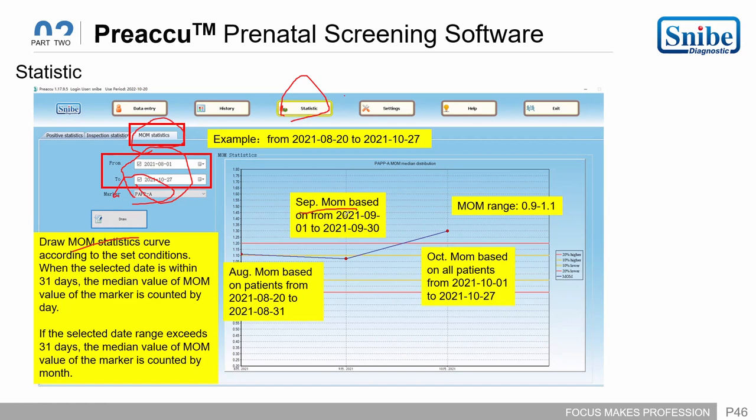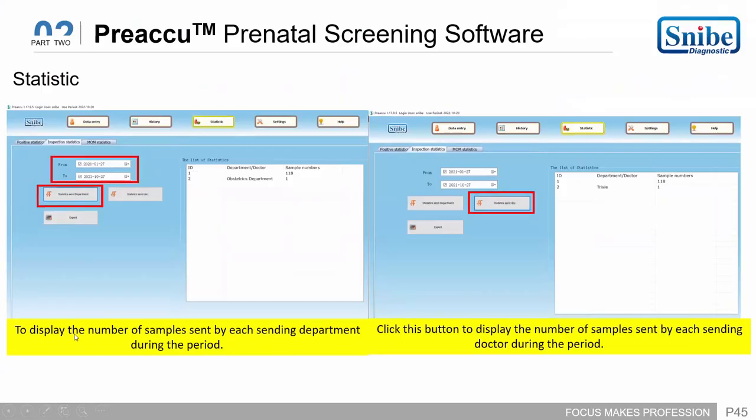The September MoM is based on data from 1st September 2021 to 30th September 2021. The MoM range is 0.9 to 1.1. In October, MoM is based on all patients, from 1st October to 27 October 2021. And then the August MoM is based on the patients from 28 to 31st August. So that's the selected date range exceeding the 31 days. The median value of the MoM value of the marker is counted by the month. So this is the more important information during the calculation of MoM statistics in this process.